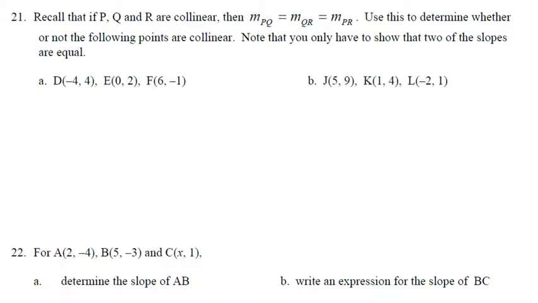Recall that if P, Q, and R are collinear, then the slope of PQ is equal to the slope of QR is equal to the slope of PR. Use this to determine whether or not the following points are collinear. Note that you only have to show that 2 of the slopes are equal, right? Because if this slope is the same as that slope, then we know that they're collinear, or if PQ is the same as PR, etc.